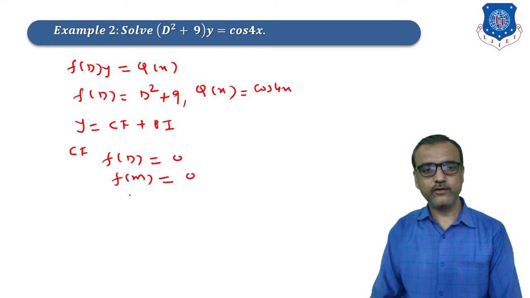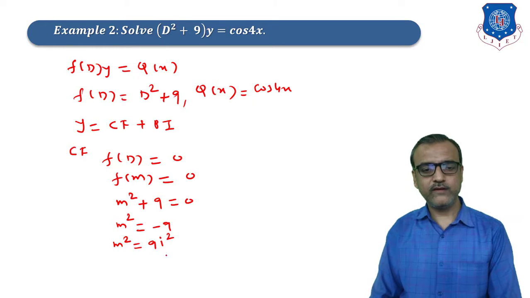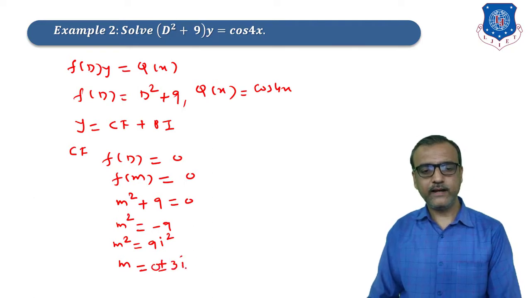Now in f of D equals D square plus 9, we will replace D by m. So we have m square plus 9 equals 0. So we have m square equals minus 9. So we have m square equals 9 into minus 1, and minus 1 is nothing but i square. So we have m square equals 9 i square. So we have m equals plus minus 3i. Here the real part is 0 and the imaginary part is 3.